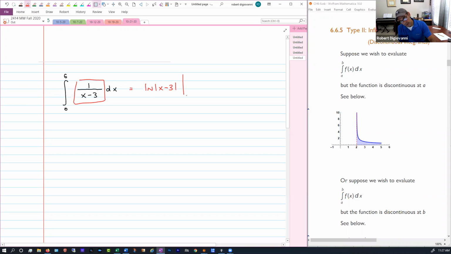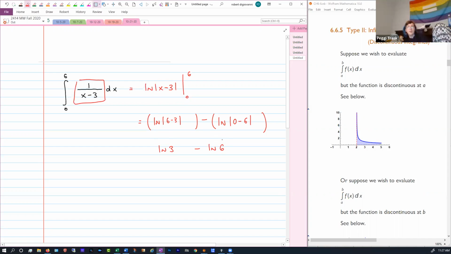I'm going to evaluate that from 0 to 6. That's going to be two things subtracted. It's going to be plug in 6 first, and then plug in 0. And that gives me the natural log of 3 minus the natural log of, let's see, I do 0 minus 6 is negative 6. Take the absolute value, get natural log 6.